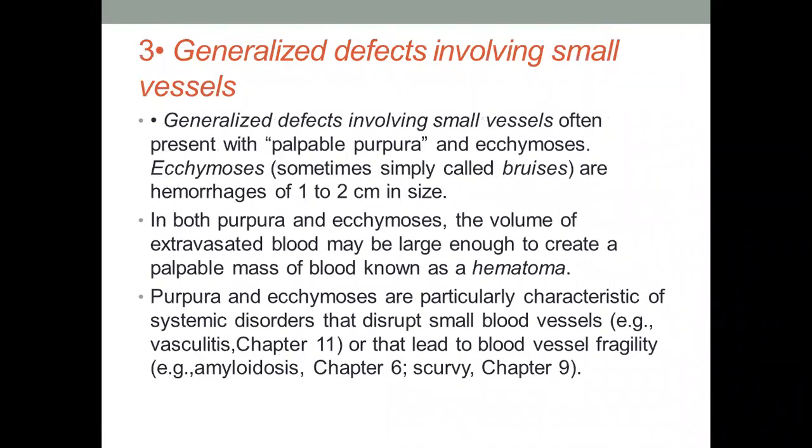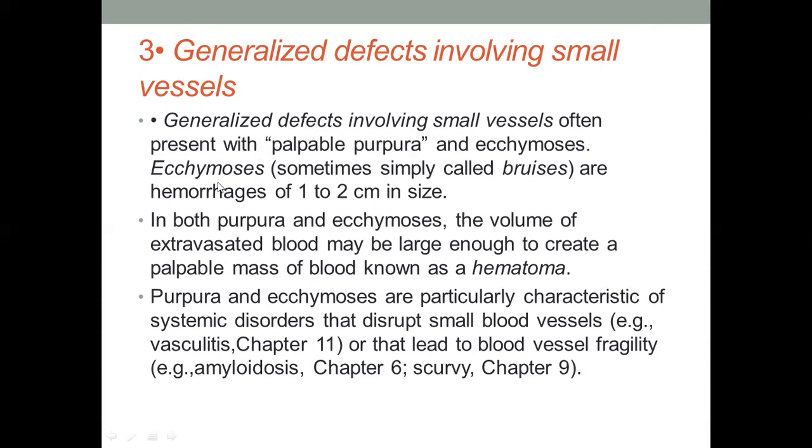Generalized defect involving small vessels often present with palpable purpura and ecchymosis. Ecchymoses, sometimes simply called bruises, are hemorrhages of 1 to 2 centimeters in size. Purpura is 3 millimeters in size, and petechiae is 1 or 2 millimeters in size. So remember the size of these hemorrhages. These are very much similar, but there are differences.